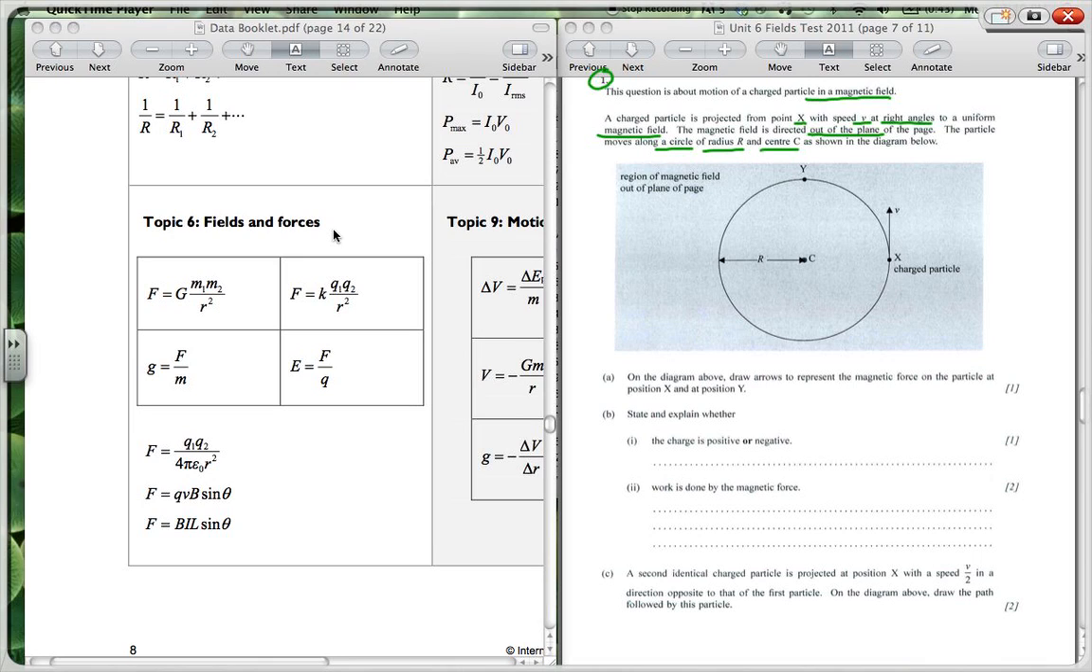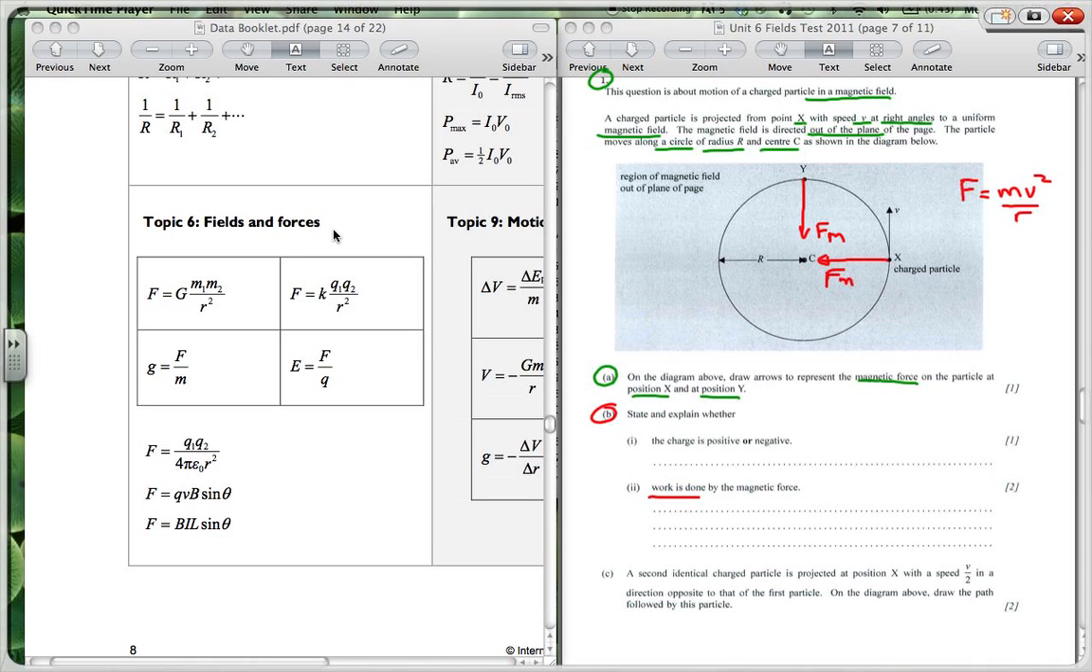Okay, so here we've got circular motion of this charged particle. Looking at A, on the diagram above, draw arrows to represent the magnetic force on the particle at position X and position Y. Now when we have circular motion, remember we have this formula over here that the force is equal to mv squared over r. And this is our centripetal force. This force is always inwards towards the center. So our magnetic force would be like that, always towards the center, causing that change in direction.